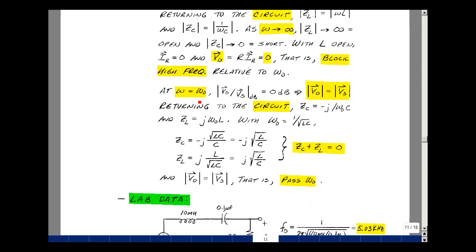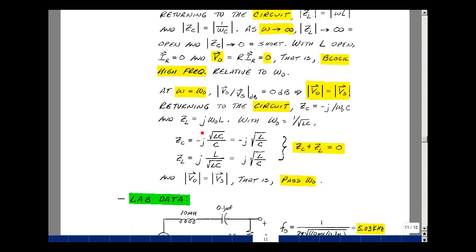Omega equals omega naught. We saw in the Bode plot that our gain was equal to 1, output equal to the input. And then for our circuit, the impedance of the capacitor is minus j over omega C, but omega equals omega naught. And likewise for the inductor, it's j omega L, but omega equals omega naught. Impedance of the capacitor is minus j over C, and then 1 over omega naught would be the square root of LC. You'd think of this as the square root of C squared. One of the squares cancels with this, and you get the square root of L over C with a minus j.